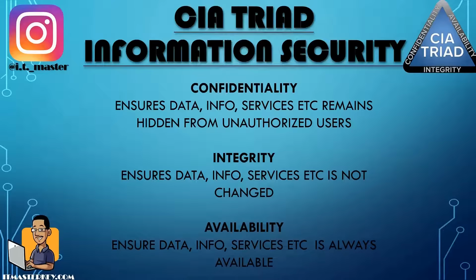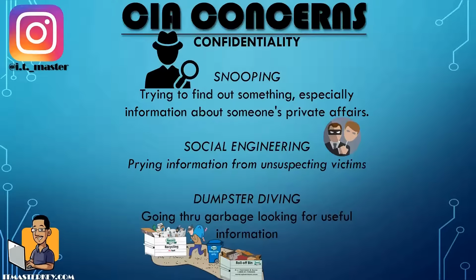Last but not least, availability. Things should be available to you when you want them to be available to you. If you want to go on itmastery.com, it should be available. You shouldn't be denied that service. You shouldn't be denied data. If you want an email from somebody, you should receive that email. So when it comes to information security, three things we want to really focus on: confidentiality, integrity, and availability.